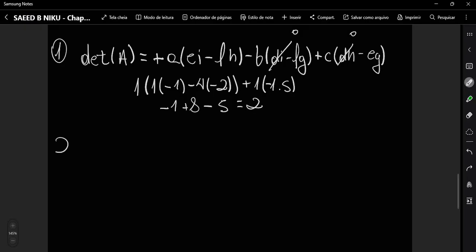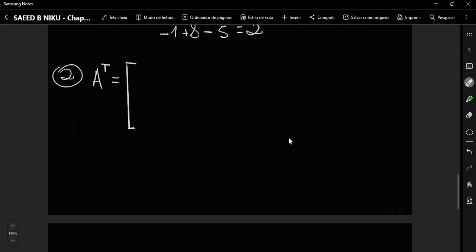And the second step is to transpose the matrix. So we have to swap the lines by the columns.